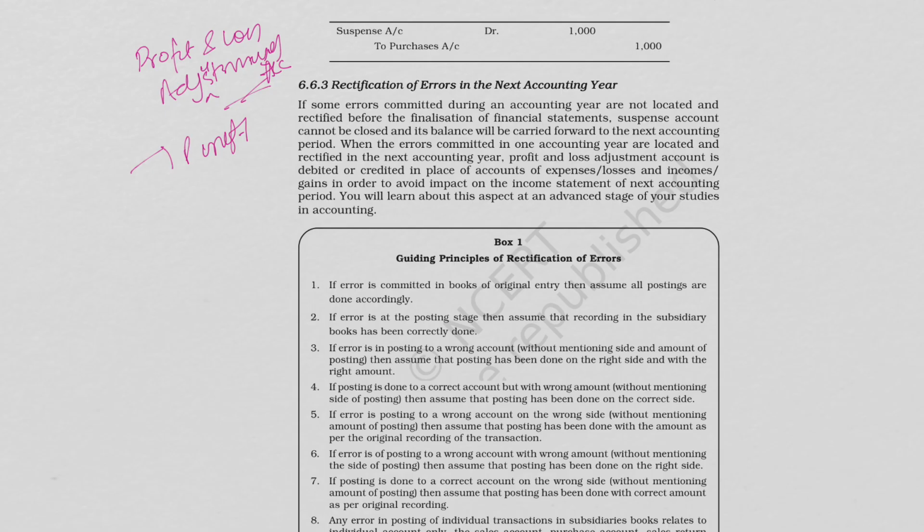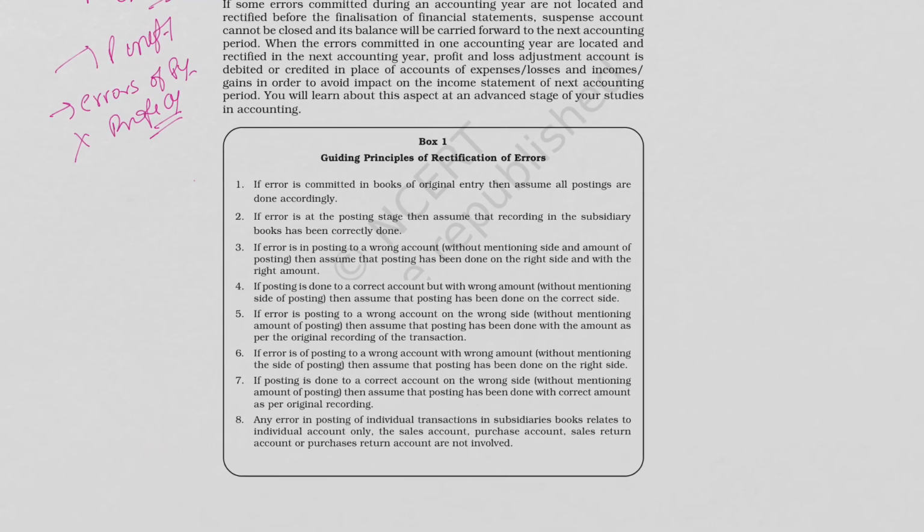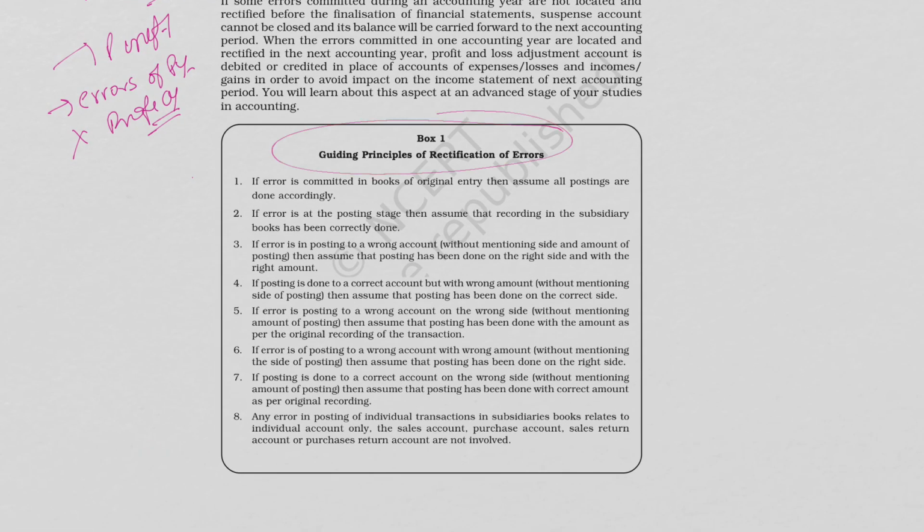So purpose of profit and loss adjustment account. The purpose of profit and loss adjustment account is to ensure the errors of previous year do not affect the profit of the current year, and instead the correction is made through profit and loss adjustment account, which adjusts the capital of the business. Now let us see what the guiding principles of rectification of errors are. So these principles basically help the accountants to determine how to correct the different types of mistakes.